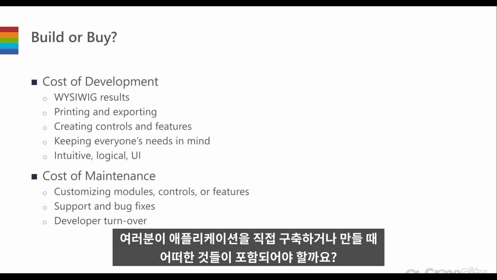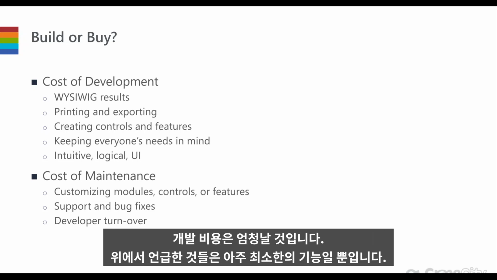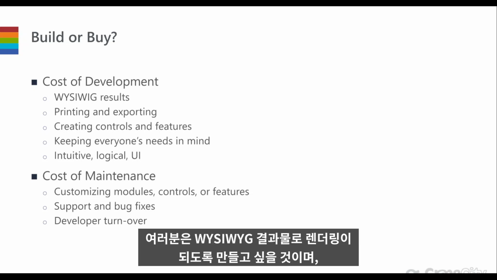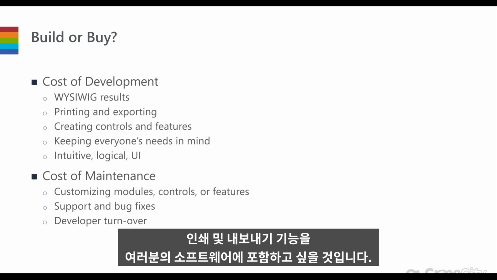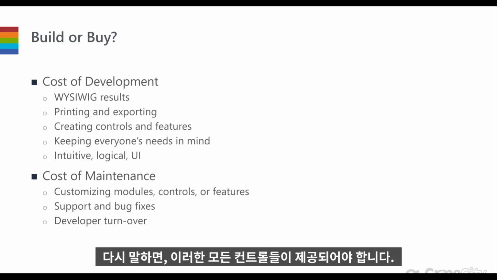So when you're looking at building your own application, what does it involve? Obviously, the cost of development is huge, because these are the features you want to have at a very minimum. You want to be able to create something that renders a WYSIWYG result. You want to have the printing and exporting functionality embedded into your software. Again, controls, making sure that all of the controls are there.